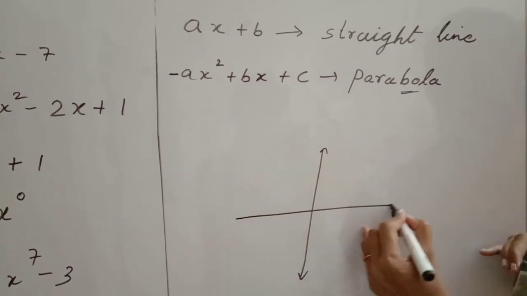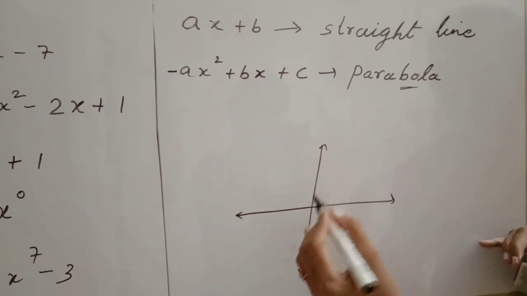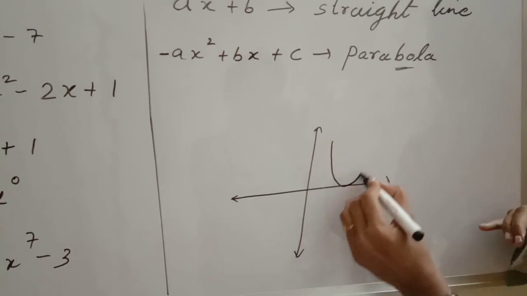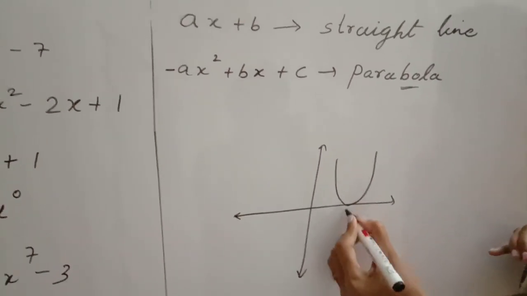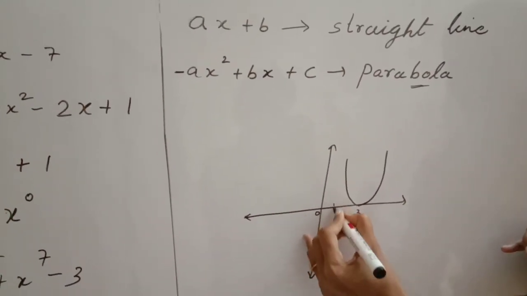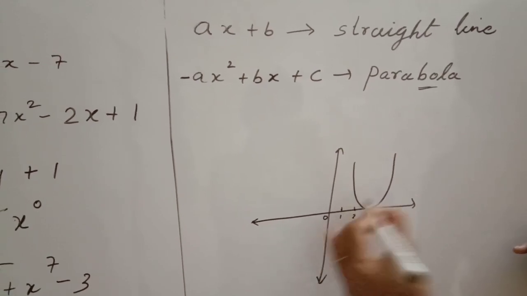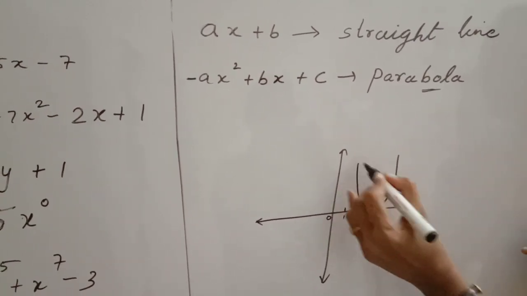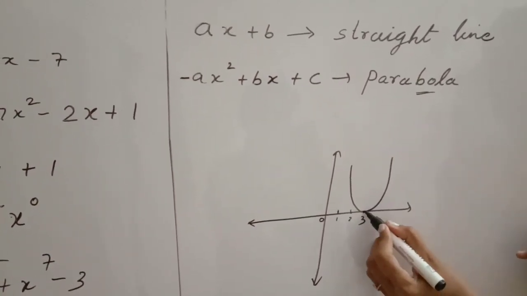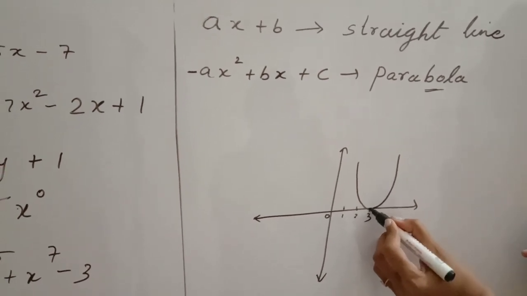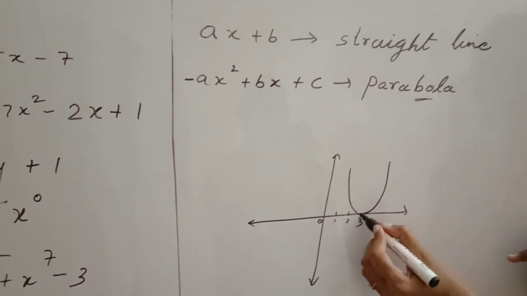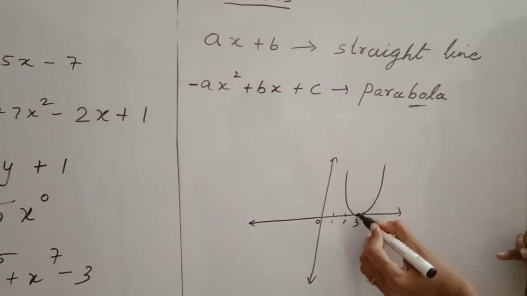Suppose this is the x-axis and y-axis and I am getting a parabola like this. Let it be 3, so 0, 1, 2 and 3. Okay. So this parabola represents a quadratic polynomial, but this will have only 1 zero, because it is touching the x-axis only at one point.